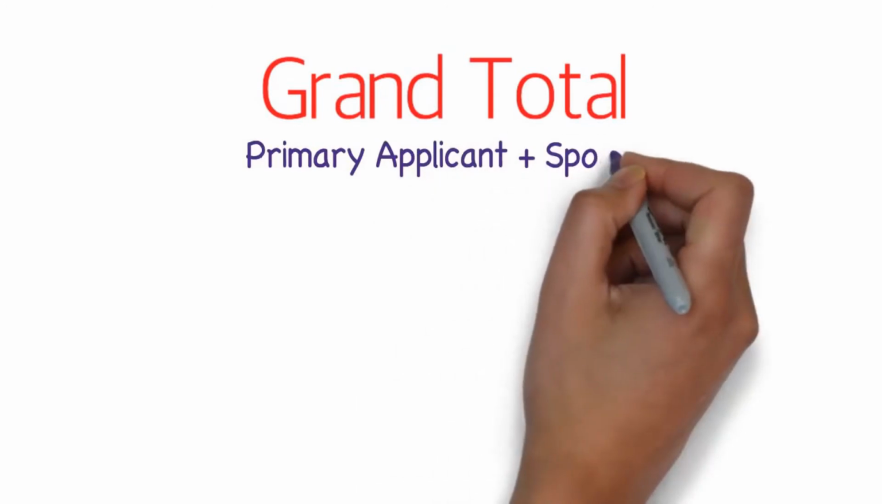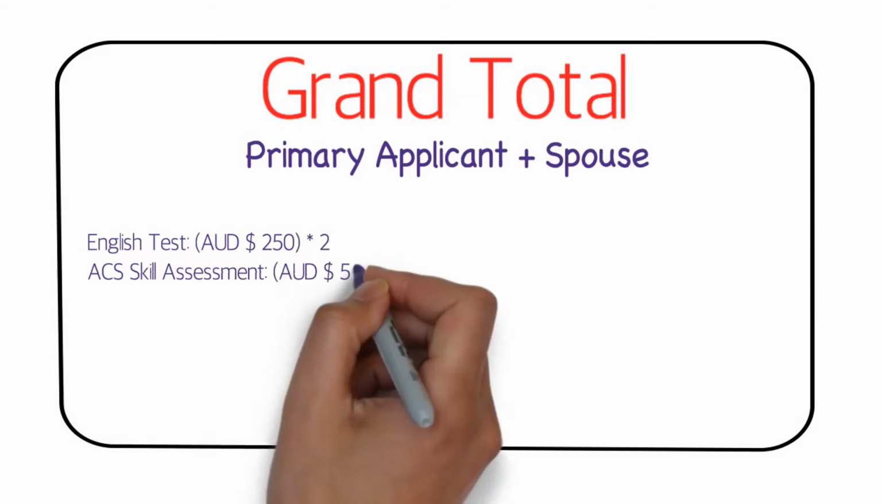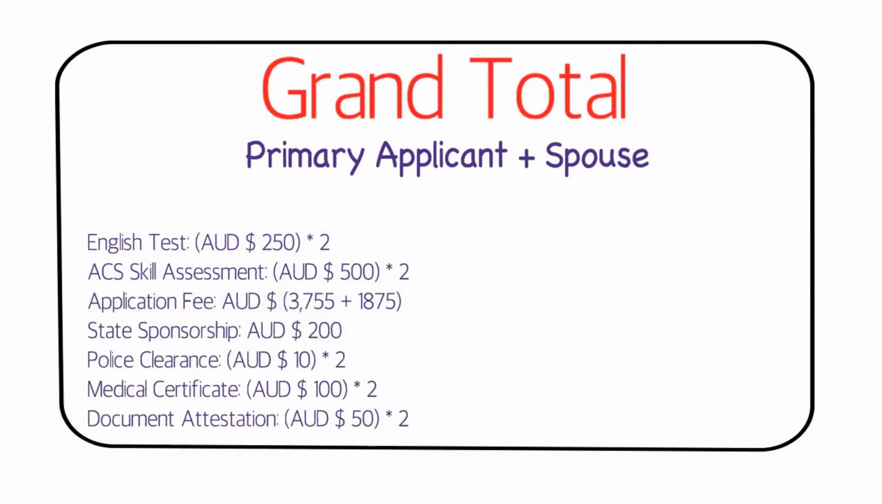Grand total for the primary applicant and spouse, or a couple. So everything would actually be twice. English test, you have to pay twice. If your spouse also has to get her skills assessed through ACS, in that case you have to pay the skill assessment for ACS. In case you're not claiming any points for her or his skill assessment, in that case you need not pay for this. So you have to adjust it according to your own personal condition.